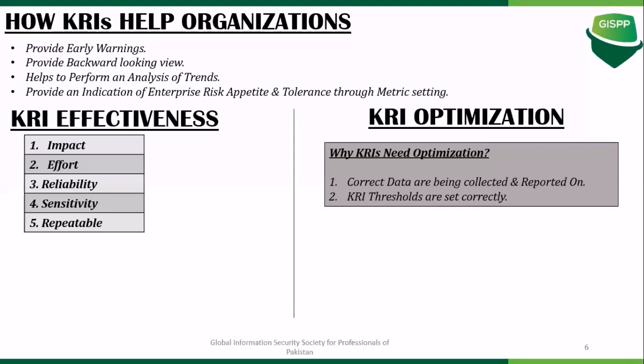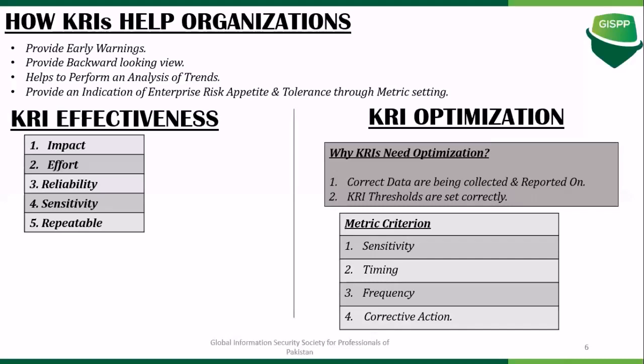So these are the two things. You need to make sure that the data which you are collecting is correct and that you are getting alerted at the correct time. To get alerted at the correct time, you need to make sure that your KRI thresholds are correct. You don't want to act either too late or too early. So when you are optimizing your KRIs, these are some of the metrics that you need to keep in view.